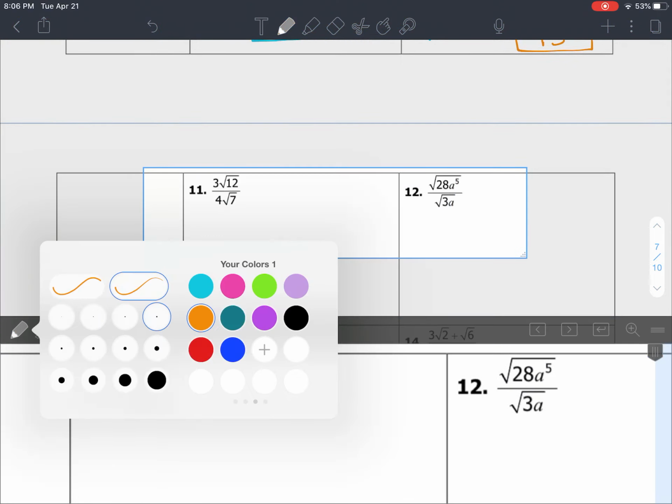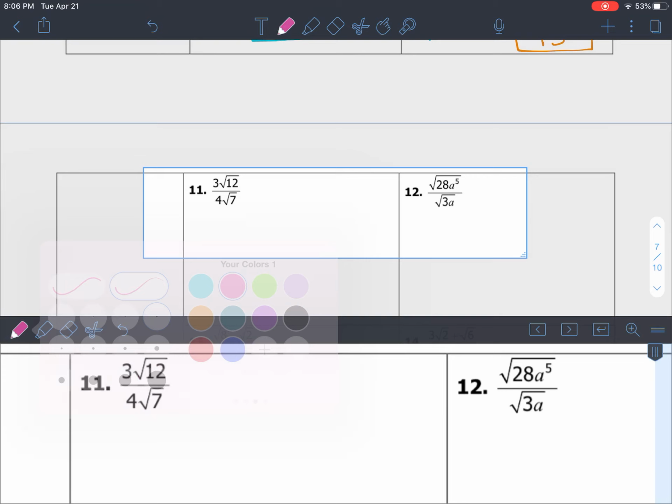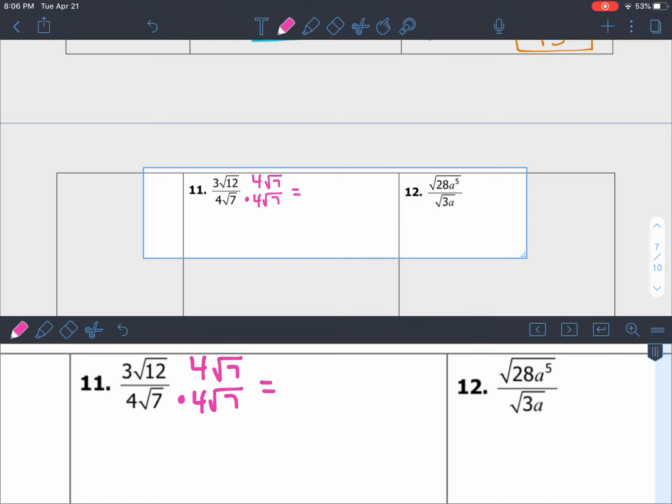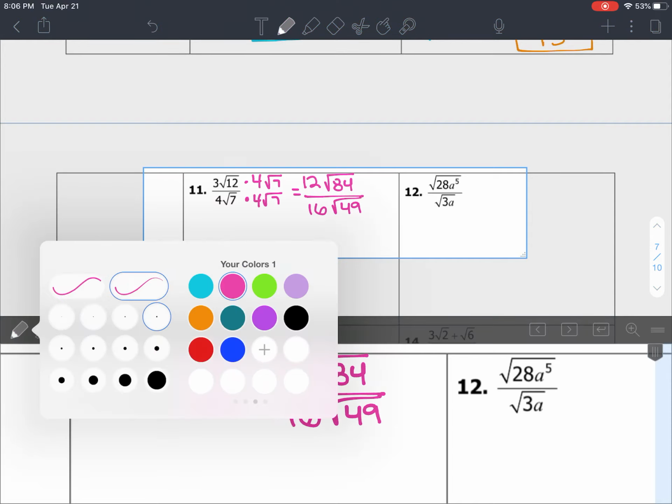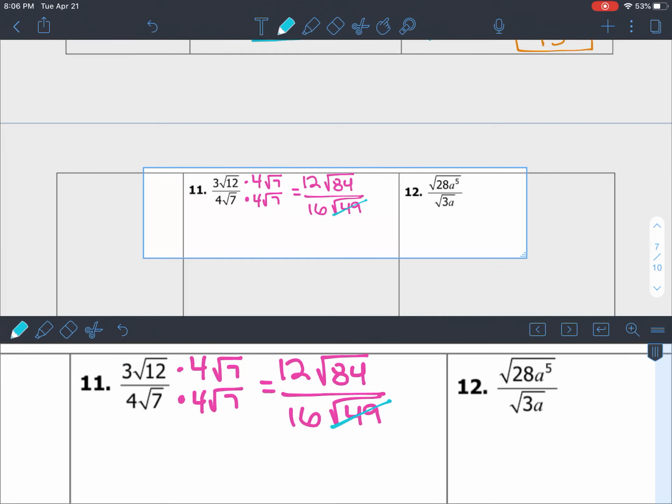All right, let's talk about number 11. So first step is to multiply the top and the bottom by 4 the square root of 7. And then we're going to get 3 times 4, so we multiply our outsides by our insides. This is 84. And then we're going to multiply the stuff on the bottom. So 4 times 4 is 16, the square root of 49. So 49 can be broken down, and the square root of 49 is 7.